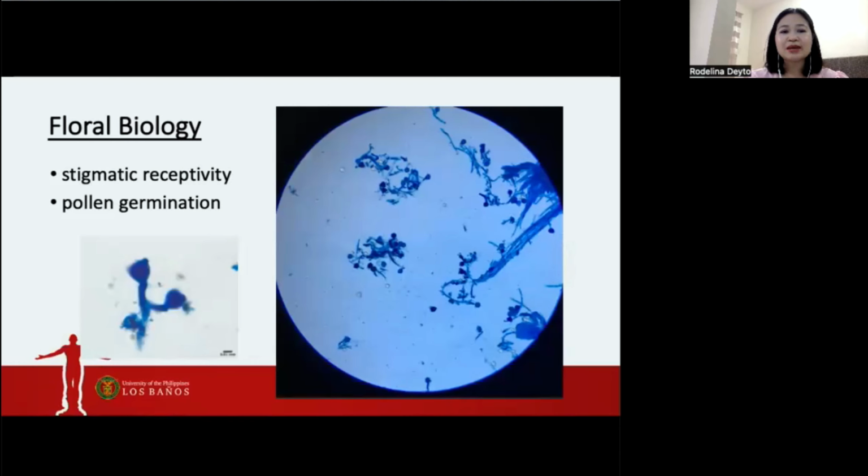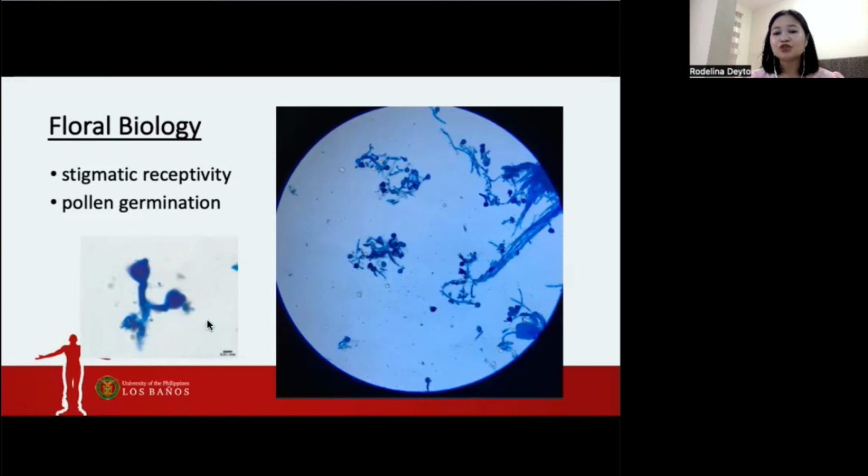Another one is stigmatic receptivity, which is determined by getting the percent pollen germination. Stigmatic receptivity was evaluated by brushing several excised dehisced anthers on the lobes of the stigma. This was done every hour from 6 a.m. to 12 noon. And then one day after pollination, pollen germination on stigma was observed under the microscope in squash preparation stained with aniline blue.